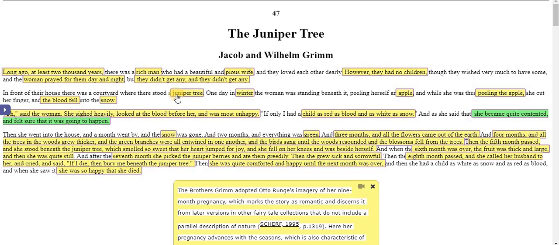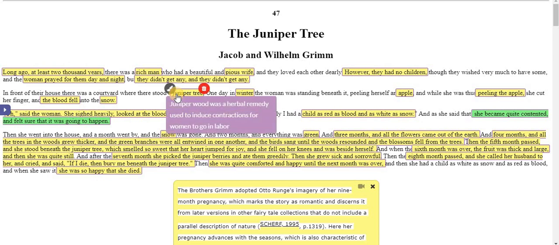So the juniper tree has a significance here. When the Brothers Grimm compiled it, they might not have actually thought about the significance, but there is a possibility that there is a significance to the choice of the tree. Because the juniper tree, just remember this, the wood of the juniper tree was used as a herbal remedy to induce contractions for women to go in labor. So when a woman comes to full term of a pregnancy, she has to go into labor, right?